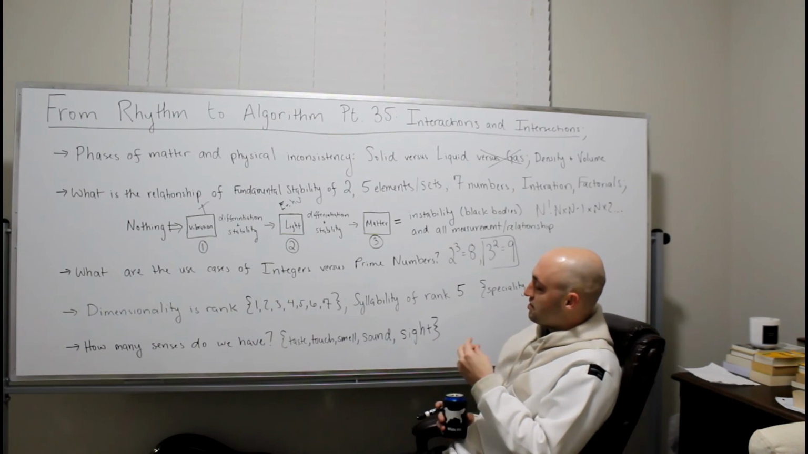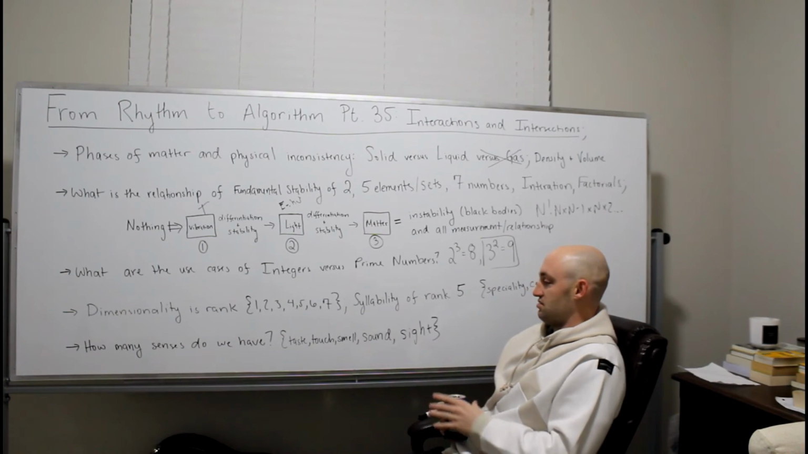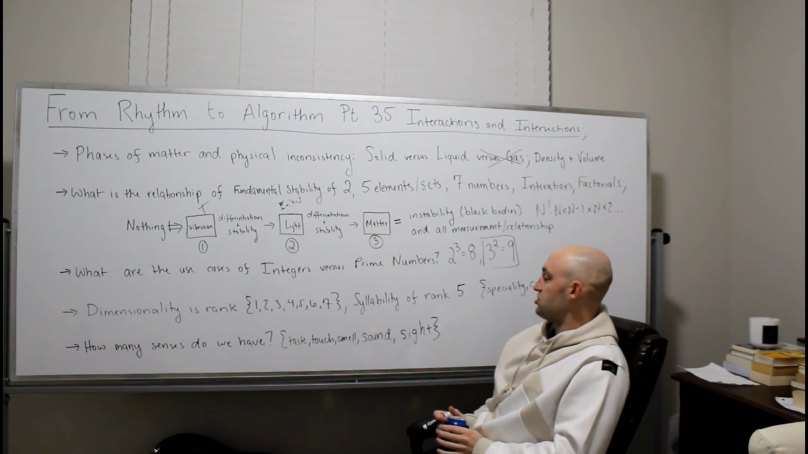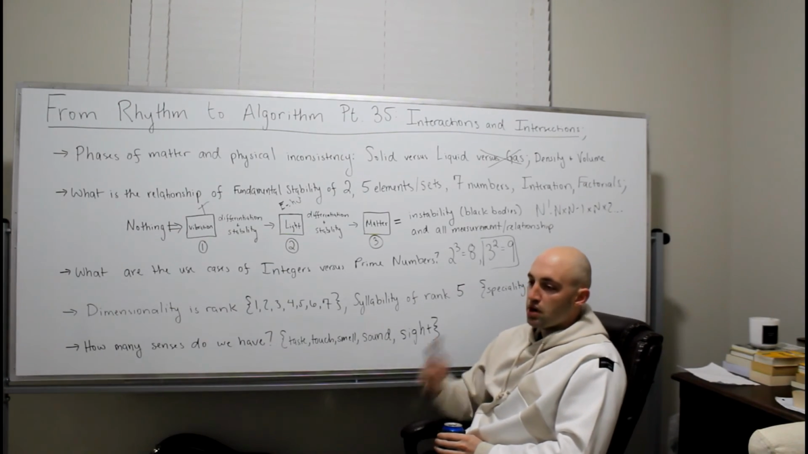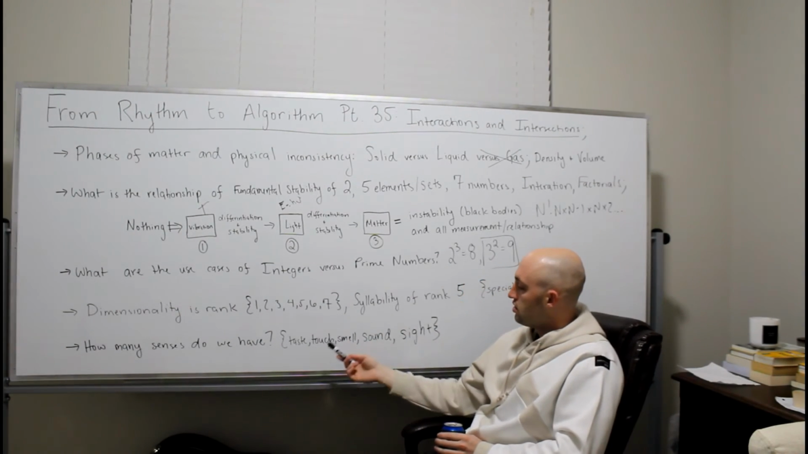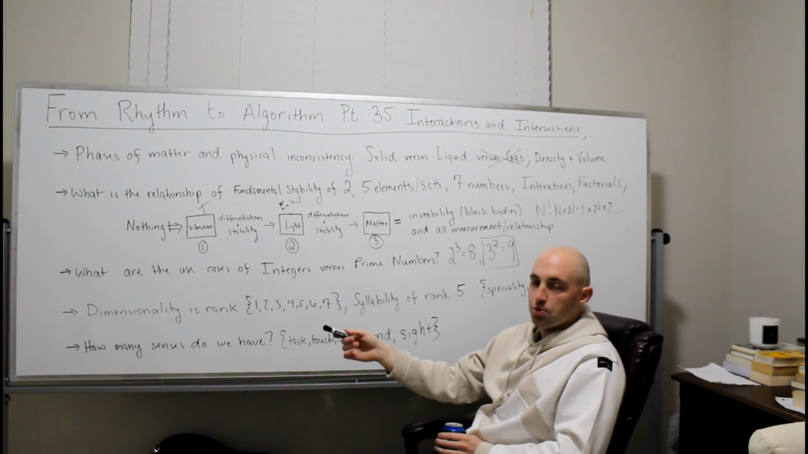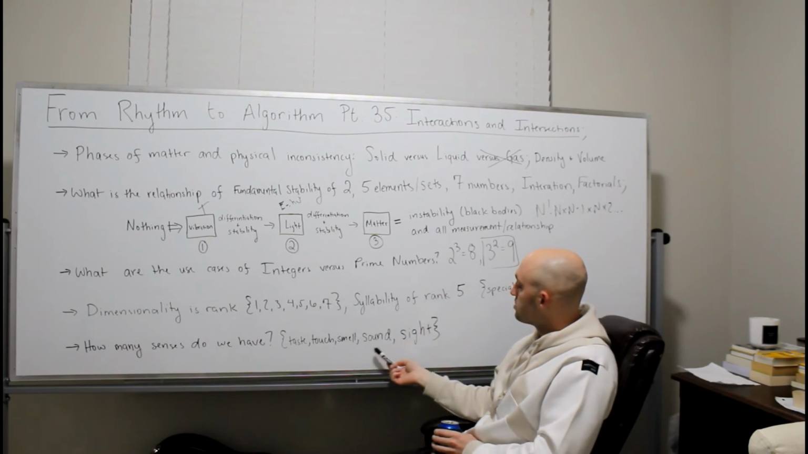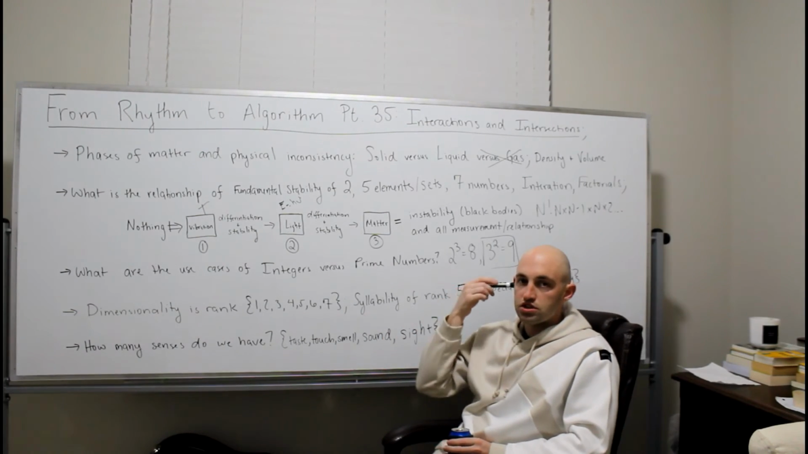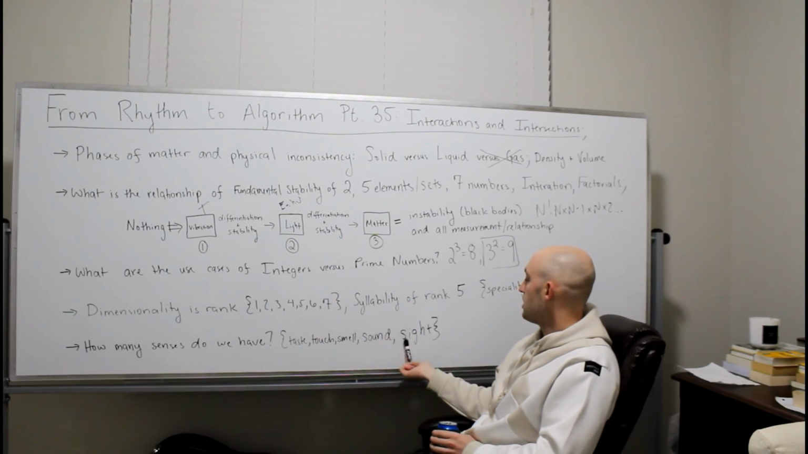All right, if you Google it, they'll say 5 basic senses. You have taste, touch, smell, sound, and sight. Taste. If a molecule touches your tongue. Touch. I like that one. Smell. If a molecule touches your nose. Sound. If vibration touches your eardrum. Sight.